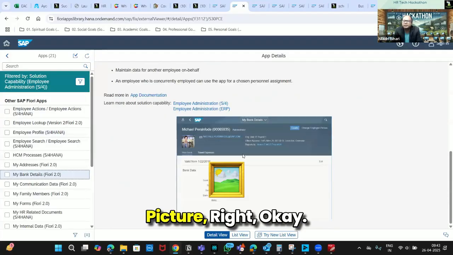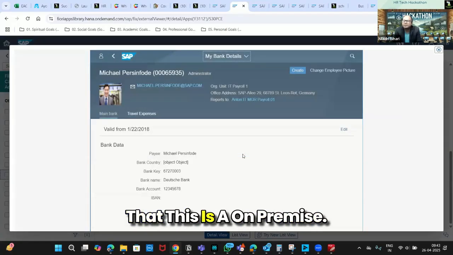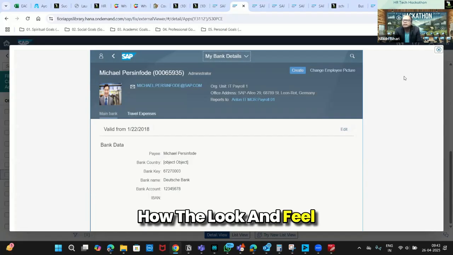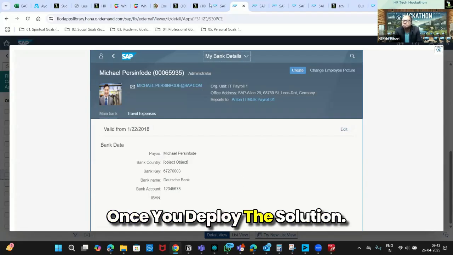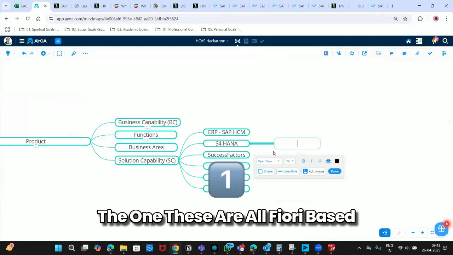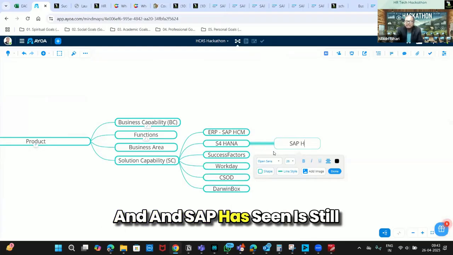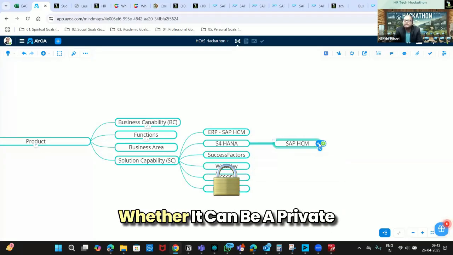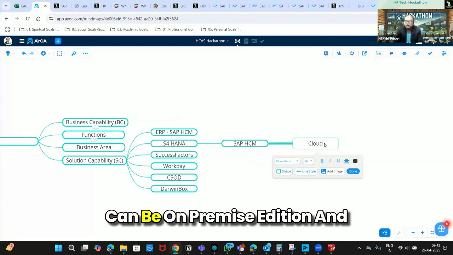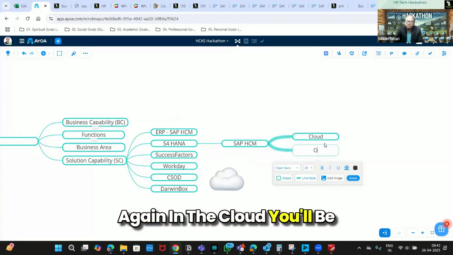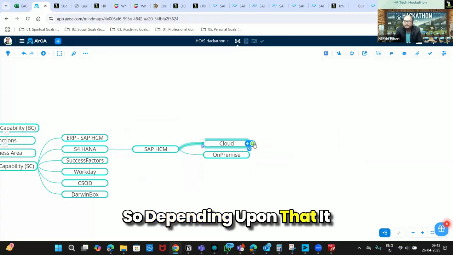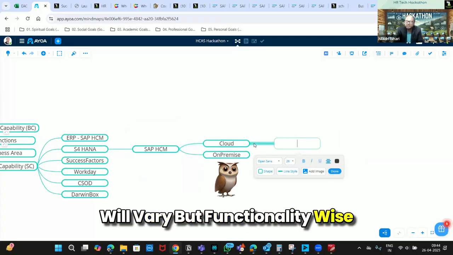So if you can see this picture, it is very hard to believe that this is on-premise S/4HANA. This is how the look and feel of the system will be once you deploy the solution. So now coming to your answer. This is Fiori, these are all Fiori based, and SAP HCM is still there, but now we have a private edition, or a cloud, or an on-premise edition. And in the cloud, you'll have a private cloud or a public cloud. Depending upon that it will vary, but functionality wise, nothing much different.